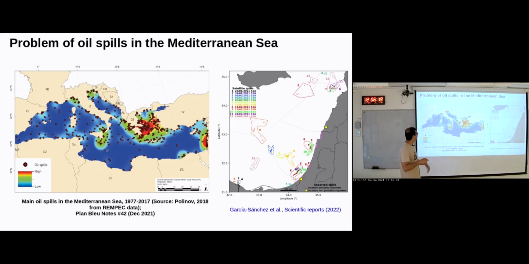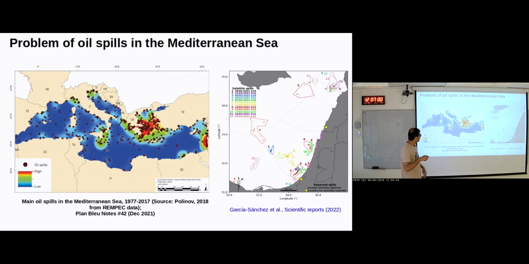So the Mediterranean Sea is one of the most important regions in terms of trade. About one third of the world trade passes through this sea. As a result, many ships and oil-carrying tankers transit the sea, and oil spillage is an acute problem in this region. This figure shows major oil spills in the Mediterranean Sea between 1977 and 2017, and we see there is a hot spot off the coast of Israel.